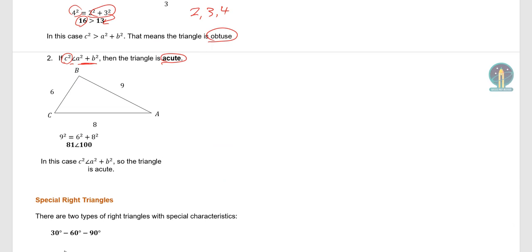For side lengths, for example, 6, 8, and 9, we can take 9 squared, which is 81, but then 6 squared plus 8 squared is 36 plus 64, which is 100. So since the sum of squares of the two smaller sides is larger than the square of the large side, then this is an acute triangle.